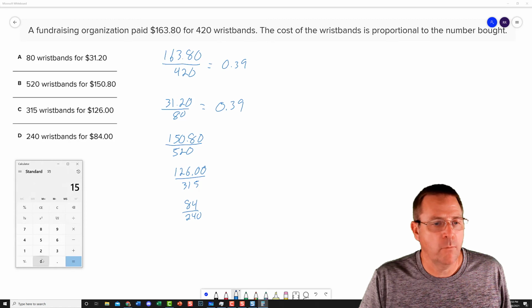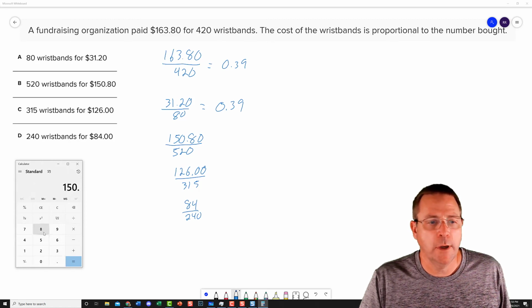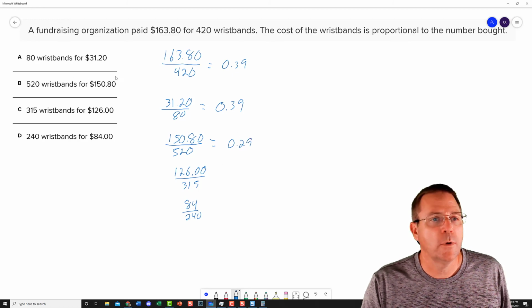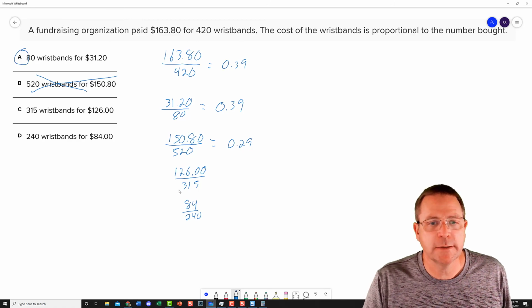Next one, I have 150.80 divided by 520, and what do I get? I get something that is not equivalent, 29 cents. So we know that B is not a good answer. We know that A is a good answer.